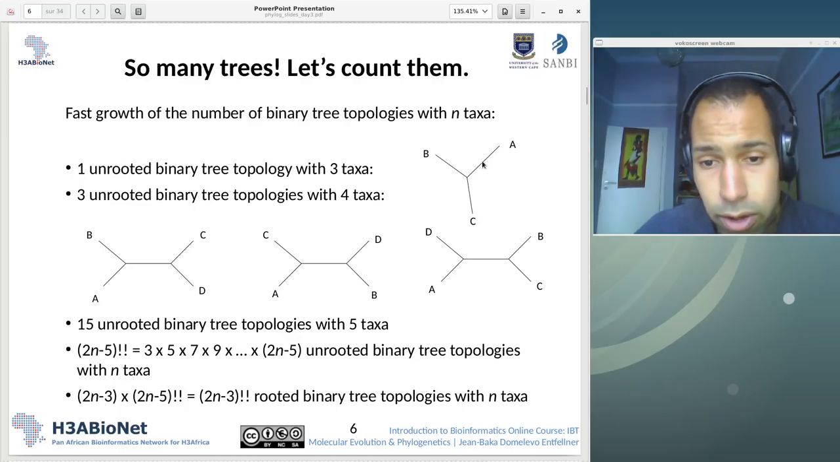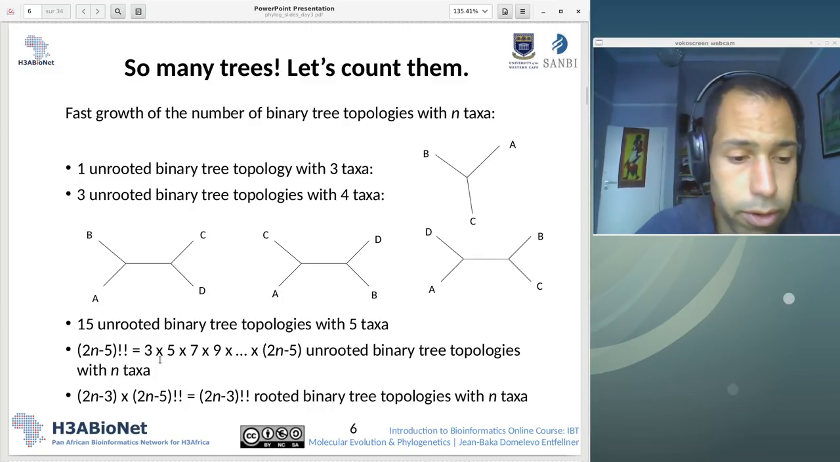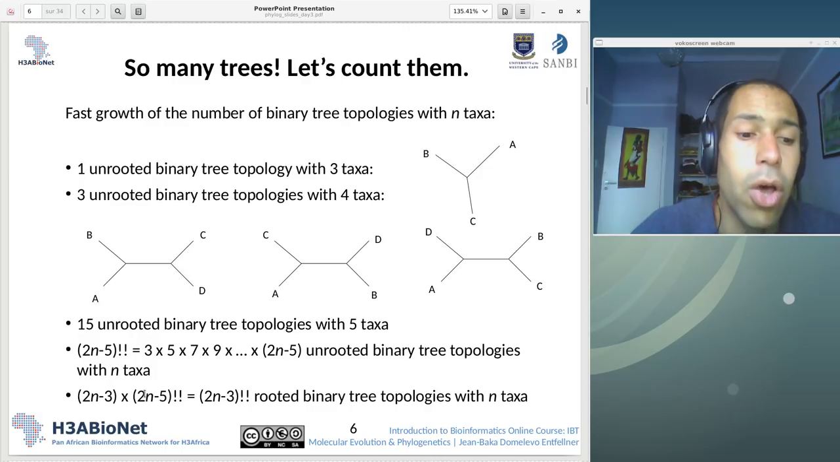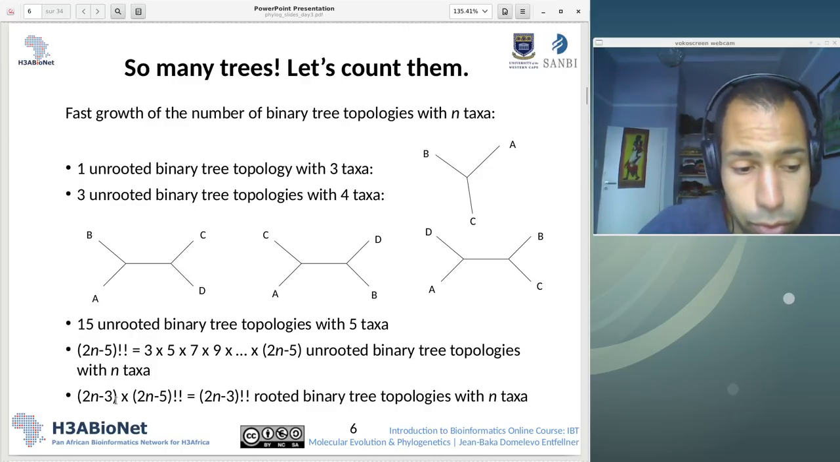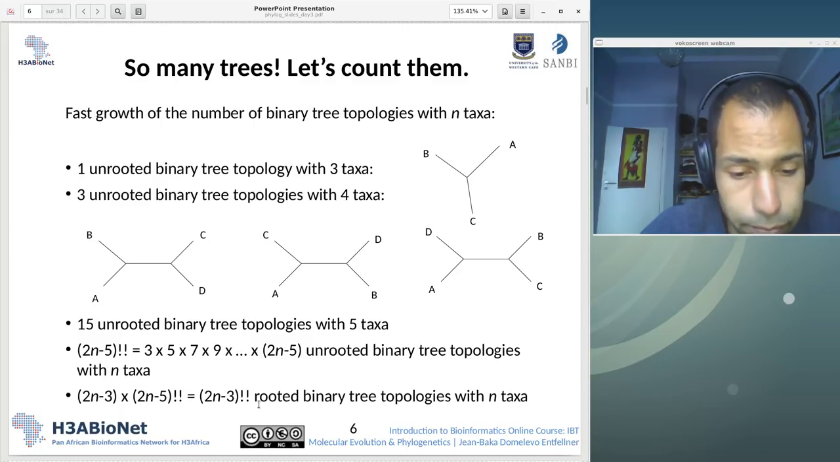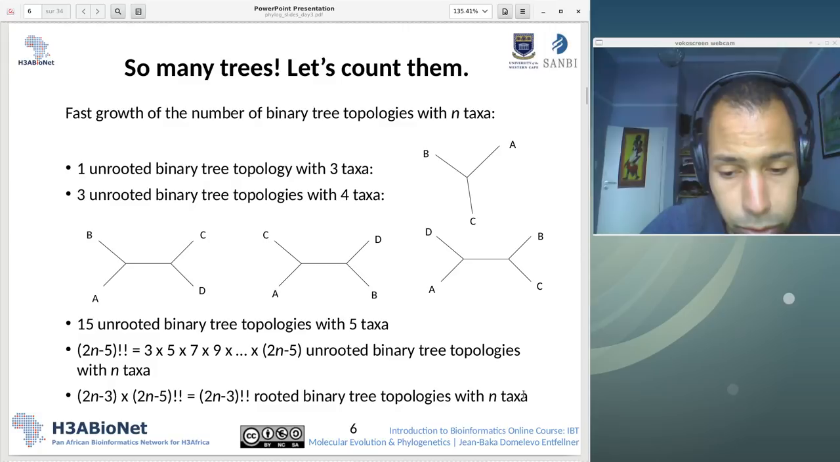So you see that in this case, it's easy to see you have three choices to put your root, as many as branches in this tree. And so you have three rooted binary tree topologies with three taxa, etc. So you multiply this number of unrooted binary tree topologies by the number of branches you find in these unrooted tree topologies with n taxa, and it's 2n minus 3. So that's what we have for the number of rooted binary tree topologies with n taxa.